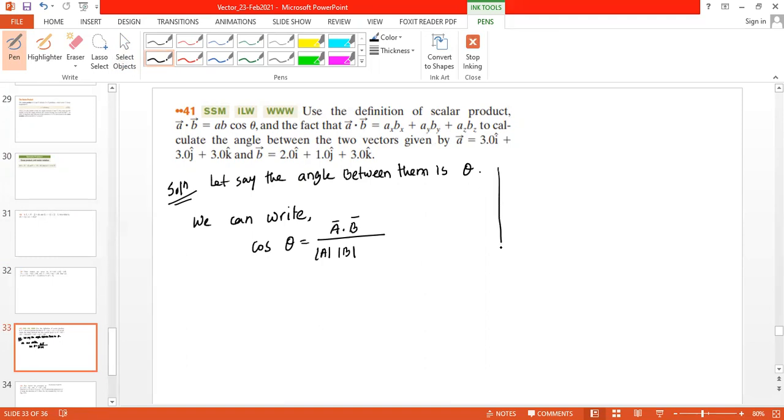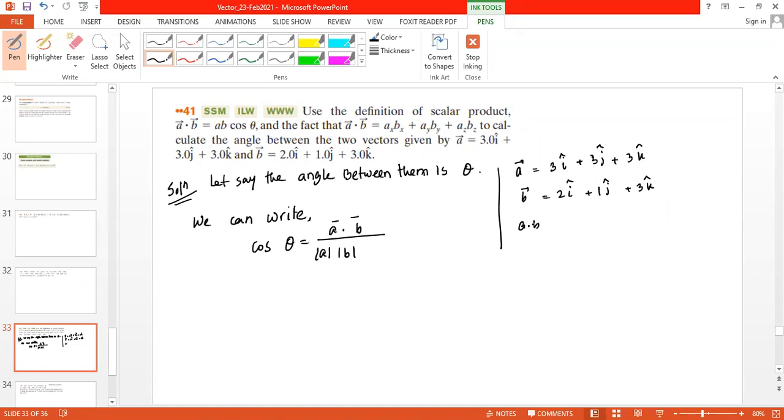Now see here, let's say vector A equal to 3i plus 3j plus 3k. This is my vector A, and then vector B is equal to 2i plus 1j plus 3k. So A dot B equals what? Oh, by the way, my vector was written as small a, small b, so let me write it this way, small a, small b.